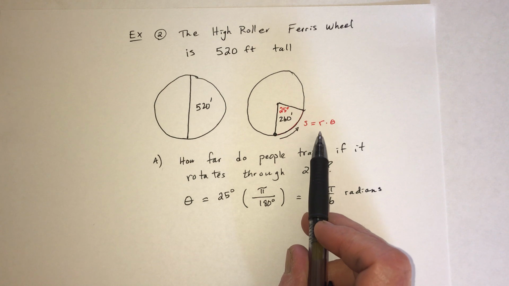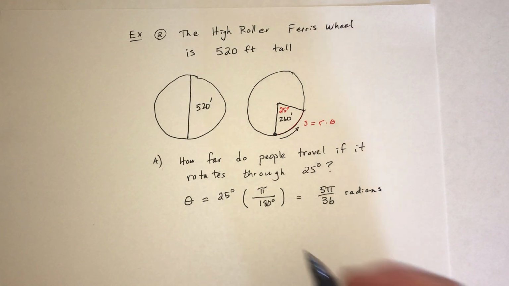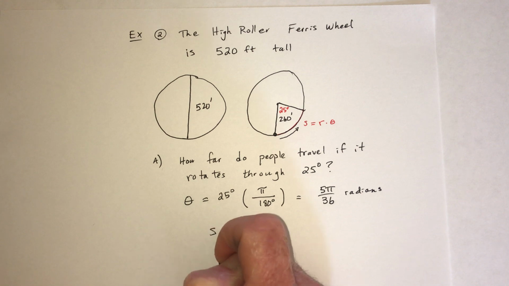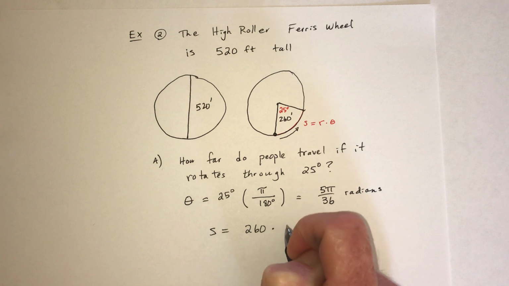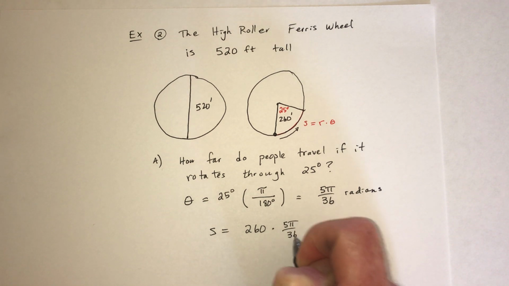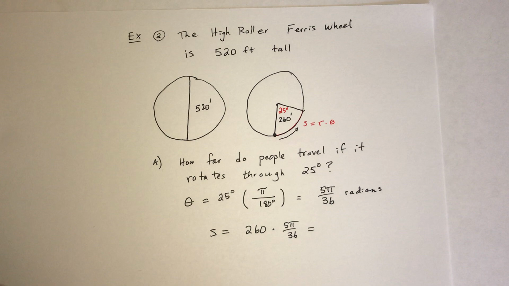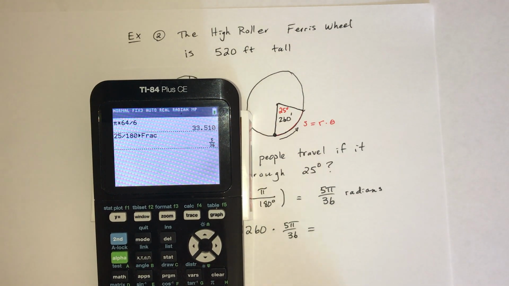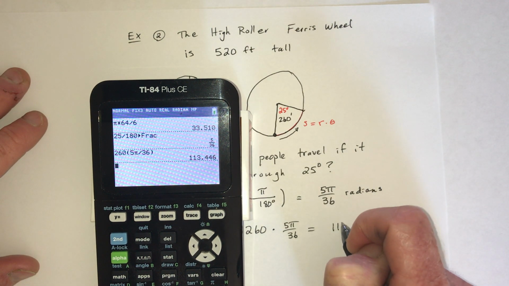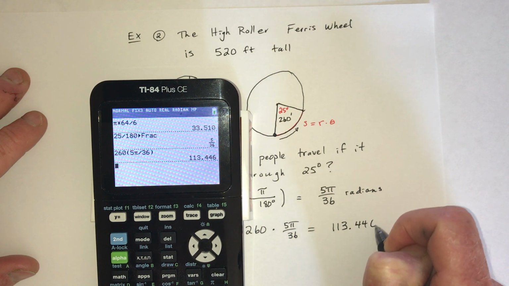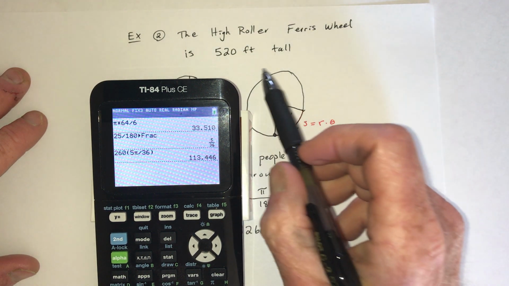So now I can just use this formula. The radius is 260. So S is equal to R times theta. So 260 times 5 pi divided by 36. So they would travel 113.446 feet, because this is in feet.